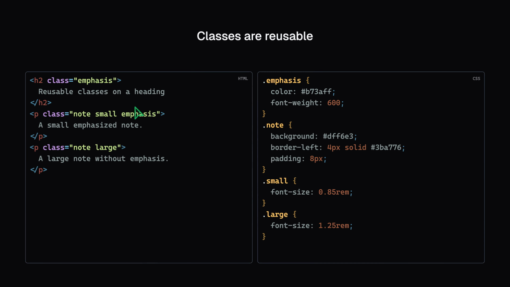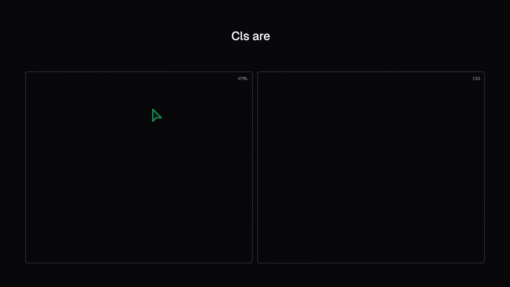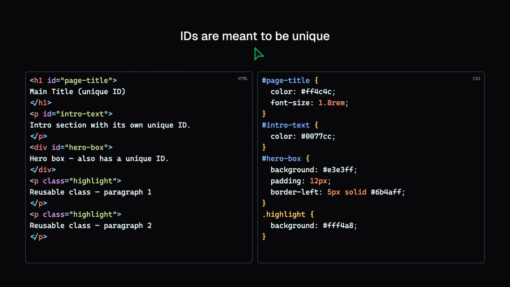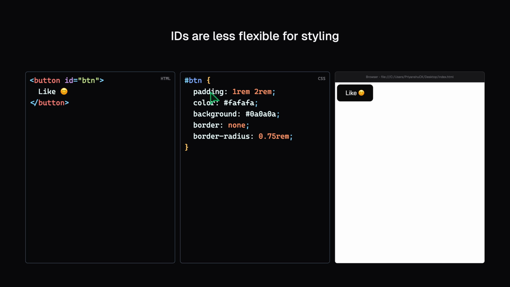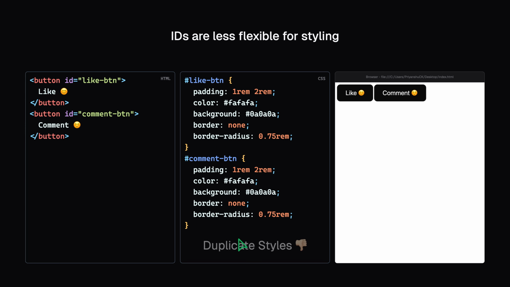We talked about classes being reusable. You can apply the same class to multiple elements across your site. But IDs are different. They are meant to be unique, so only one element per page should have a specific ID. This makes them less flexible for styling. Imagine you style a button using an ID. Now, what if you need another button that looks the same? You can't reuse that ID. You would have to create a whole new ID with the same styles, which isn't very efficient.